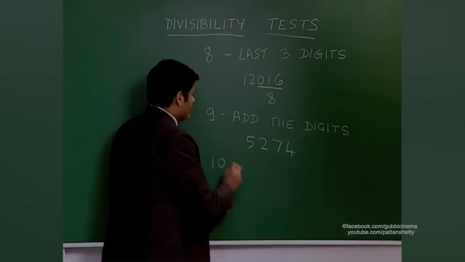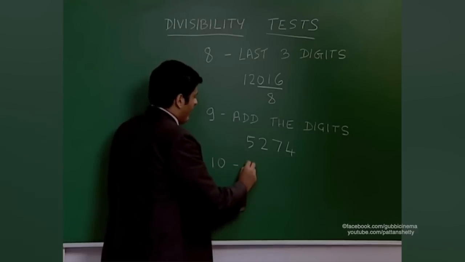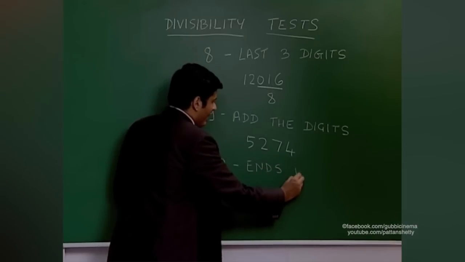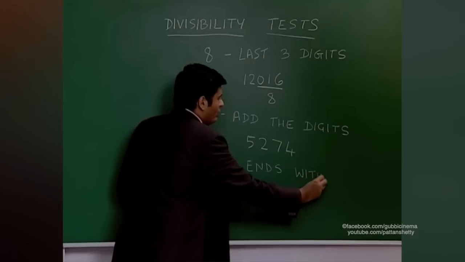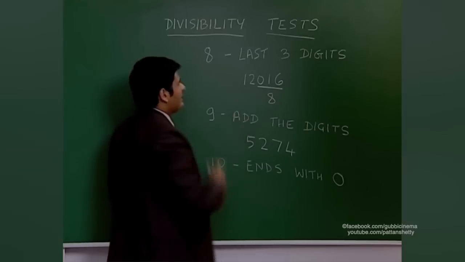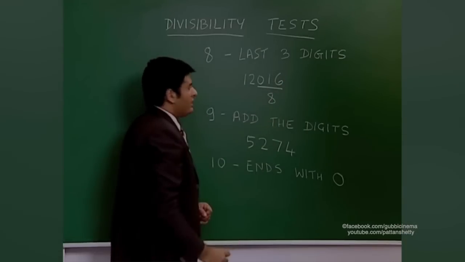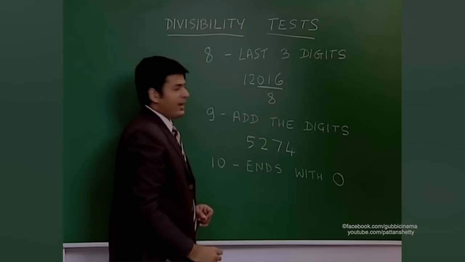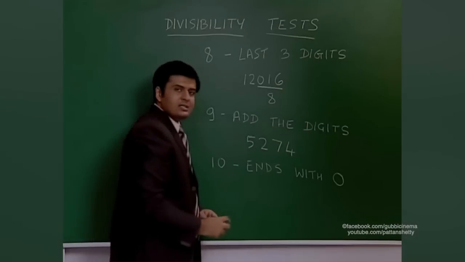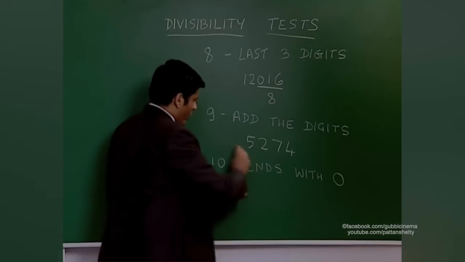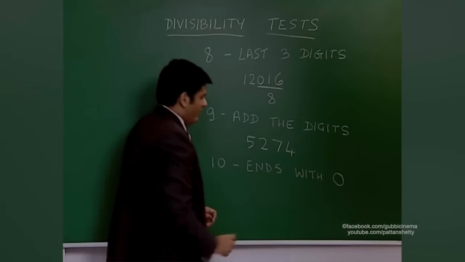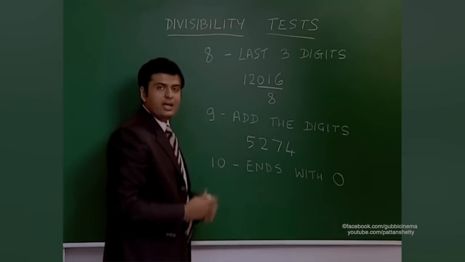For 10, the test is the simplest. It says if the number ends with 0, only then can it be divisible by 10. If the number does not end with 0, it cannot be divisible by 10. So for 8, the test is check the last 3 digits. If the last 3 digits of any number are divisible by 8, then the whole number is divisible by 8. For 9 is add the digits. If the sum is divisible by 9, the whole number is divisible by 9. And for 10 it is check the last digit. If the number ends with a 0, it can be divided by 10.